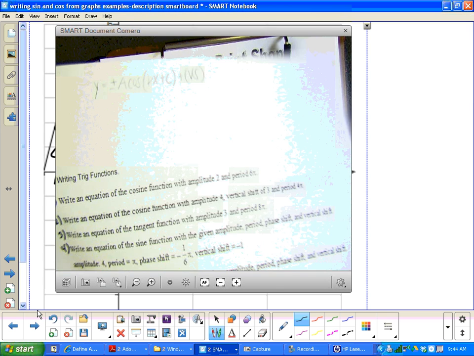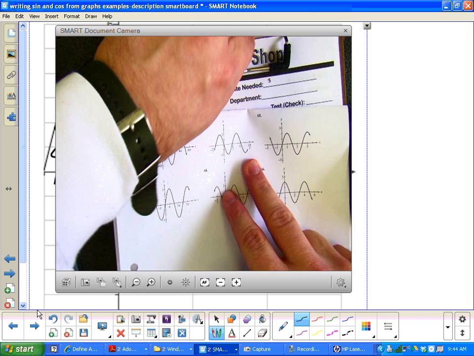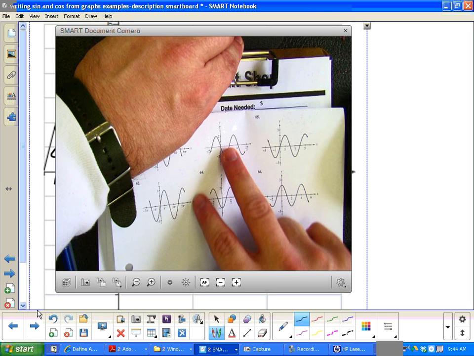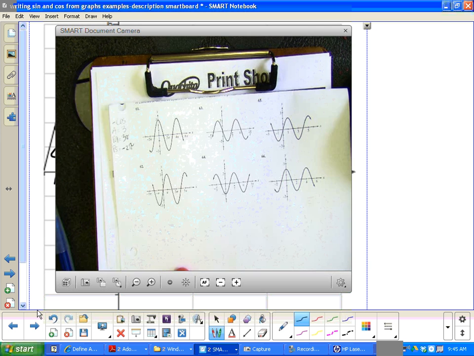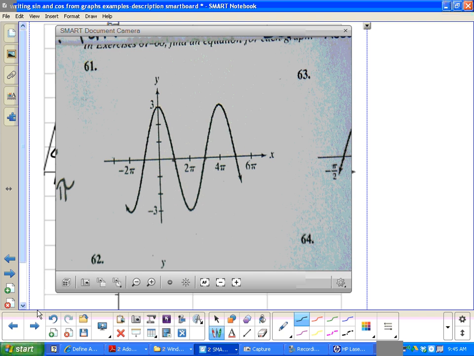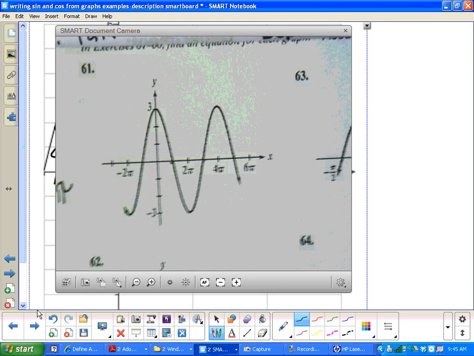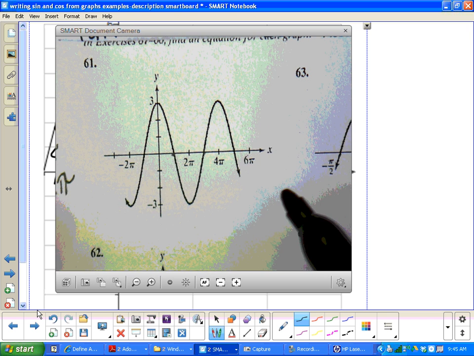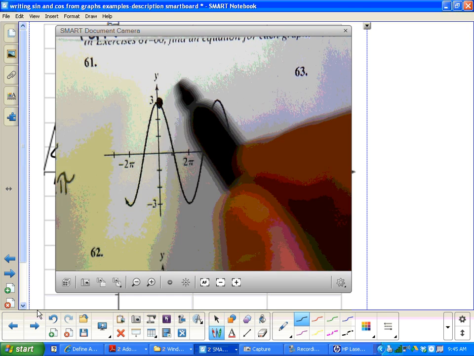All right. So number 61 is definitely a cosine graph, isn't it? Would it be a positive or negative? Positive, because it's starting up at positive 3 instead of negative 3. By the way, the amplitude there is what? 3. Okay. So now, all right, where do I need to start at? Over here? Right here, right?